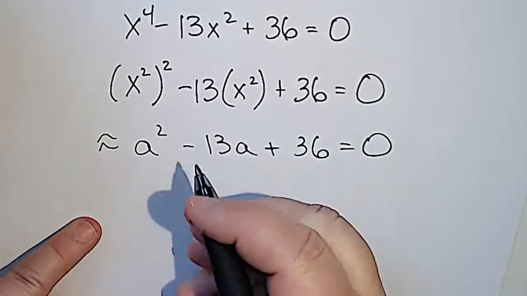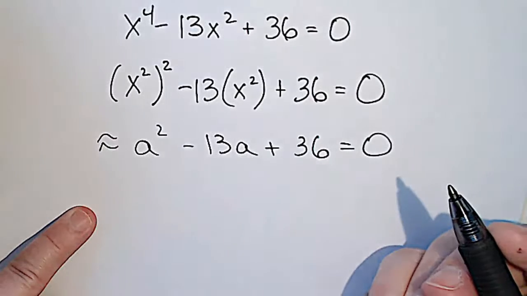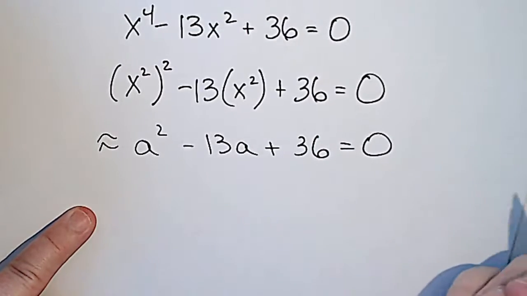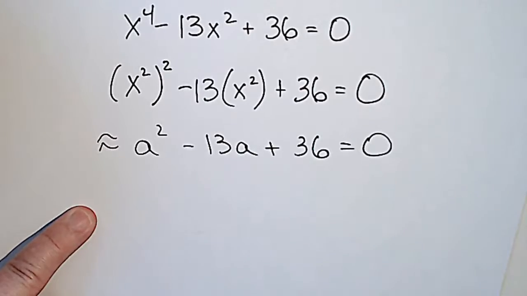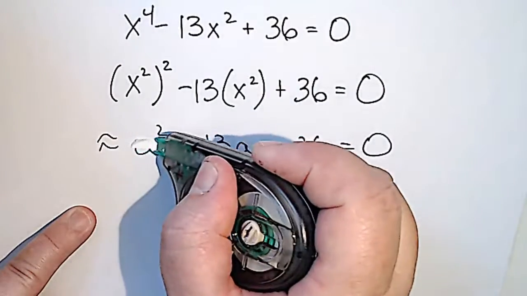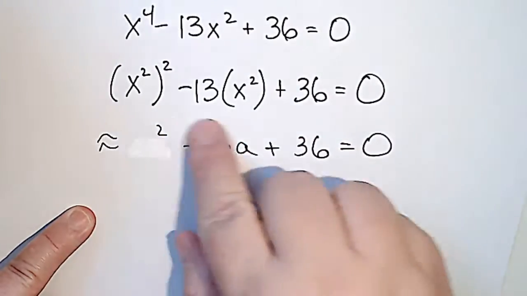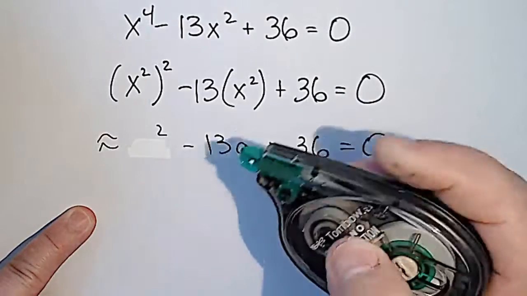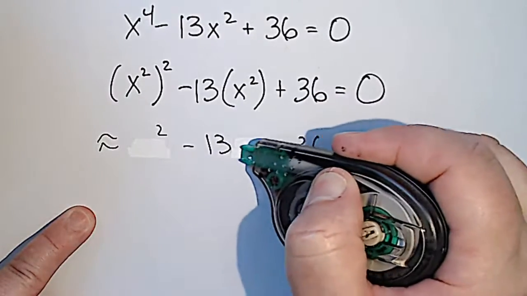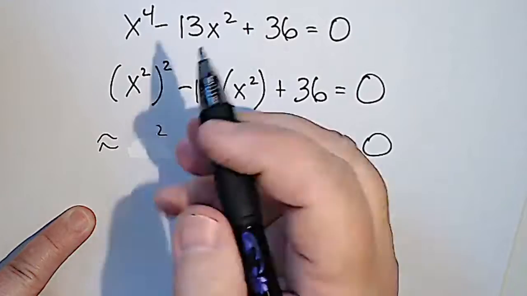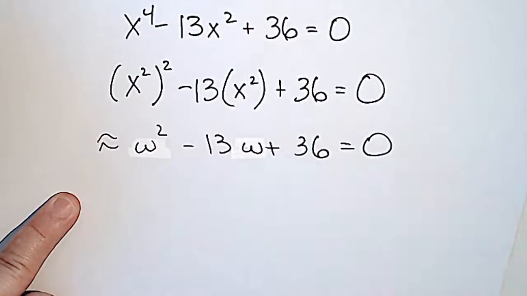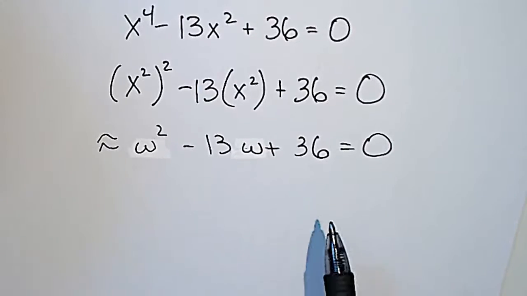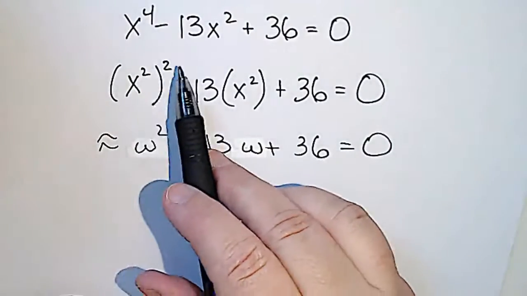I'm going to go ahead and say, okay. And that was unfortunate that I chose a, because a is also in the quadratic formula. Okay, let's use a different letter, let's do w. There we go. Okay, so w squared, w is x squared, right?